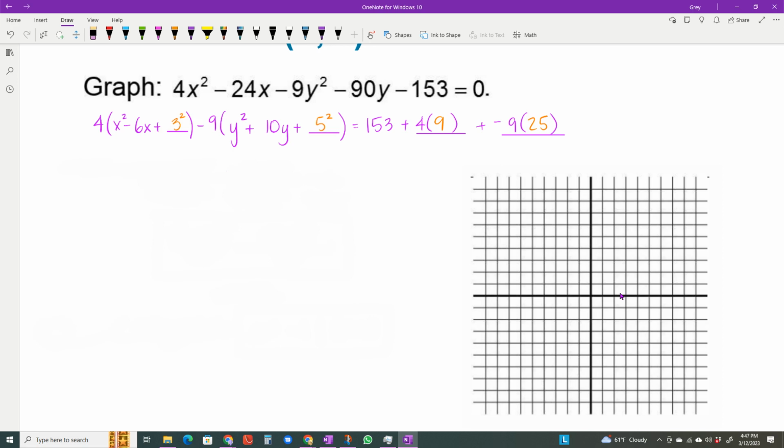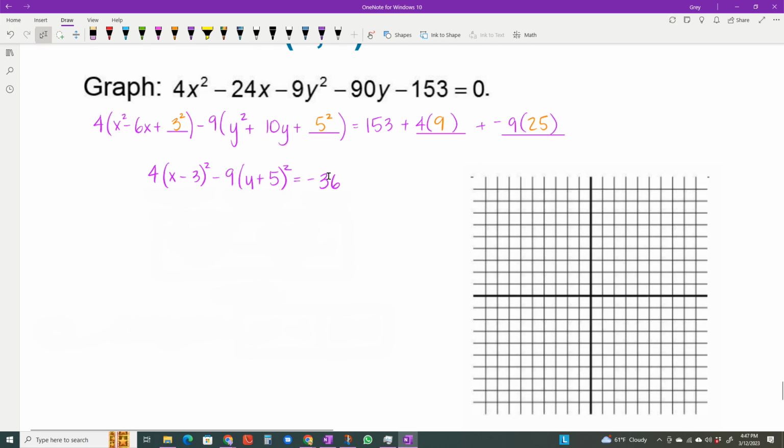So when I bring that together, remember I've talked to you about if you write it like this, it makes your factoring easier. First term gives me x. Middle term gives me a minus sign. Last term gives me the 3. And then I have minus 9. First term gives me y. Middle term gives me plus. And the last term gives me 5. And when I combine 153 plus 4 times 9 plus negative 9 times 25, I get negative 36.